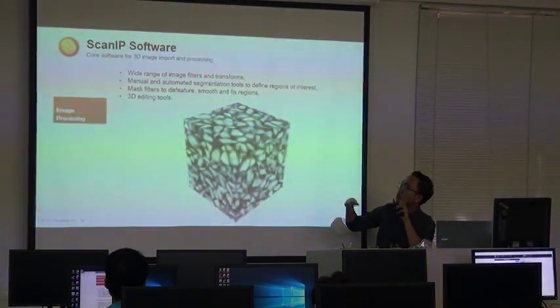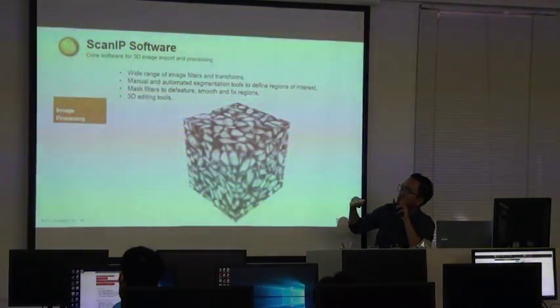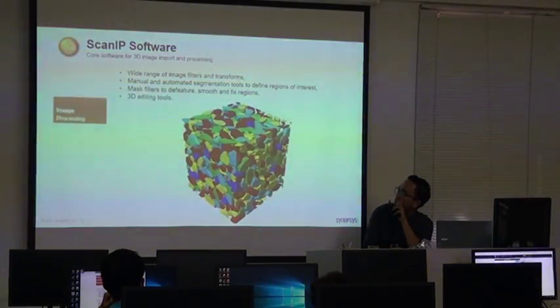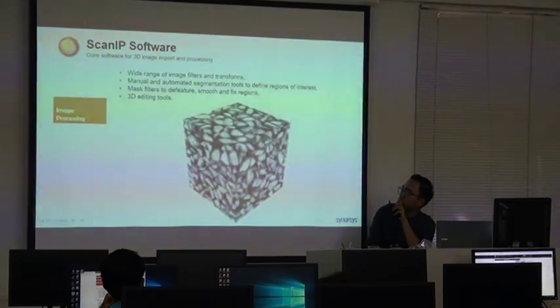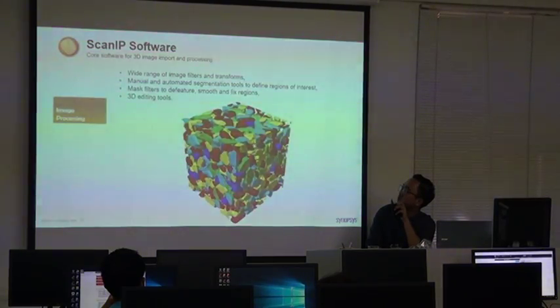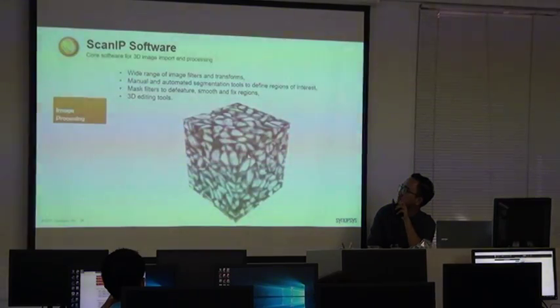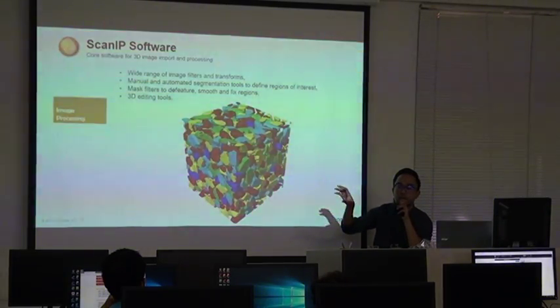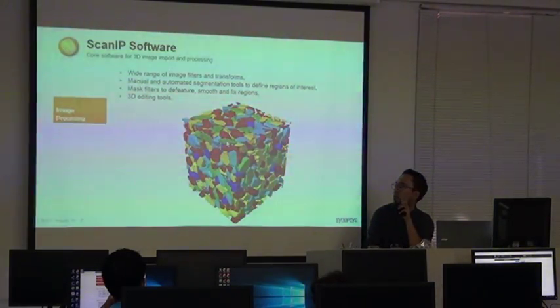We also have filters, tools to defeature, smooth, and fix regions. Then we also have 3D editing tools. As an example, for these particles, we use fully automatic tools, which means that with one click, we are able to do the segmentation or selection from these images. The particles have been segmented based on the connectivity and also the volume. With just one click, so it's very easy.